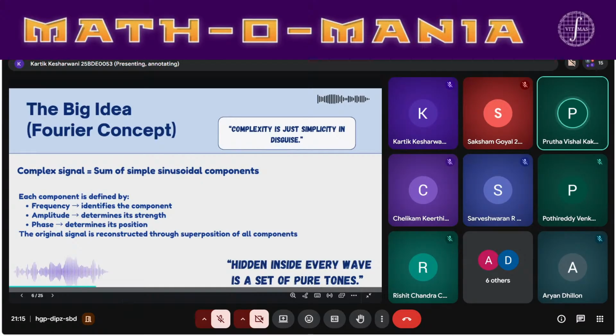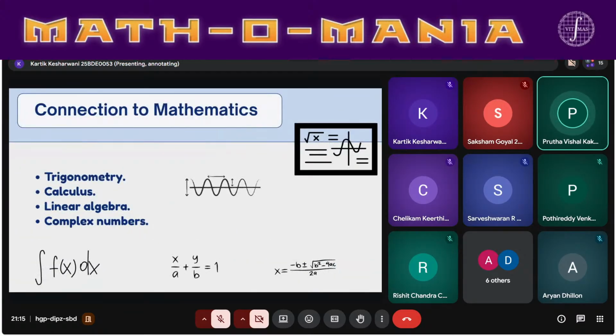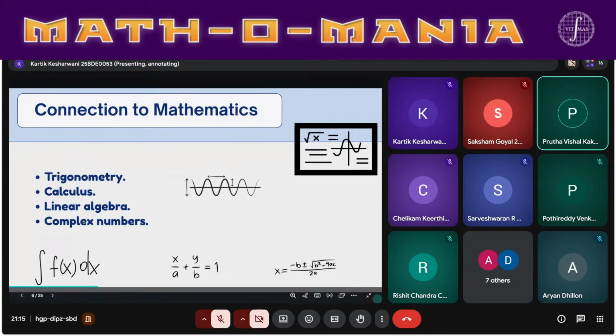Now, let's briefly connect this idea to mathematics. At its core, Fourier analysis is built on several important mathematical concepts. First comes trigonometry. Sine and cosine functions are naturally oscillatory, which makes them perfect for representing waves. Secondly, calculus. We use integration to calculate how much of each frequency is present in a signal.